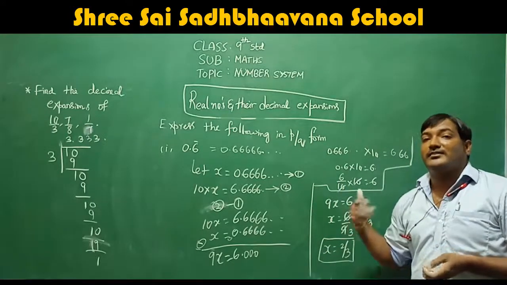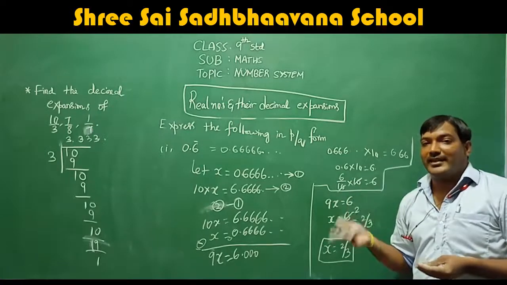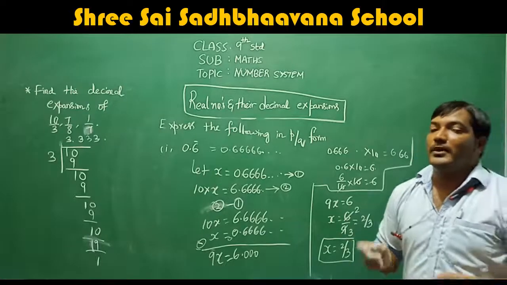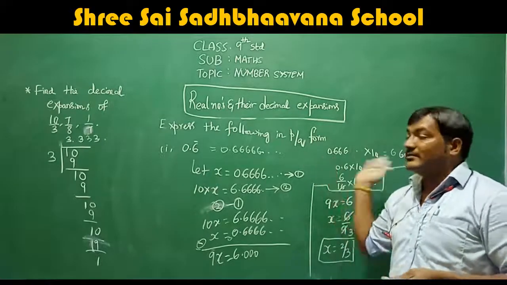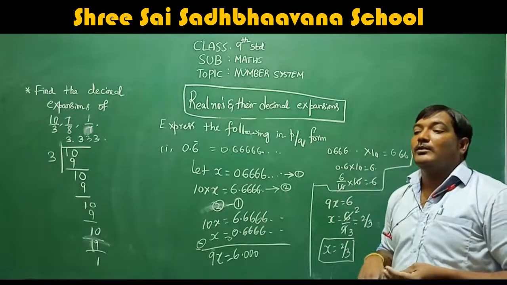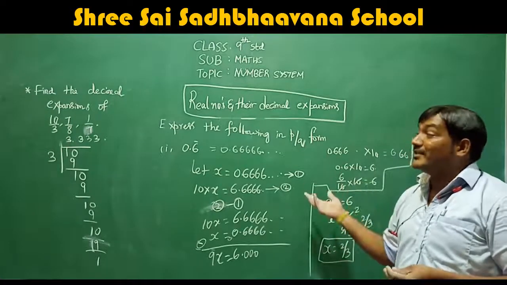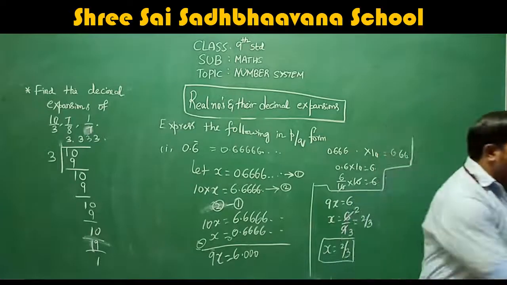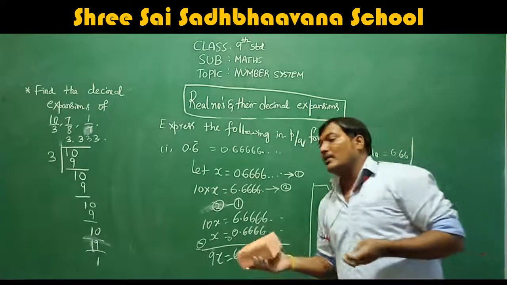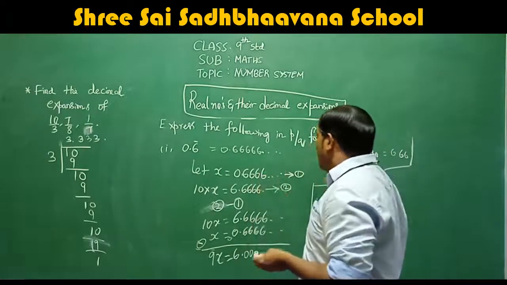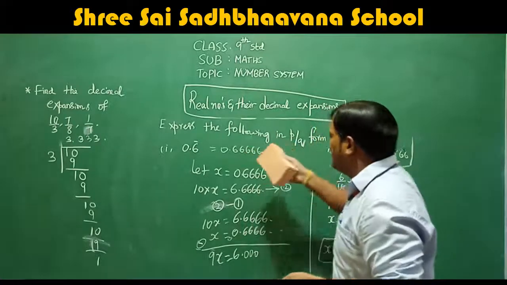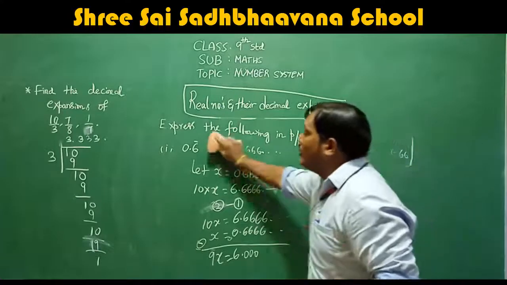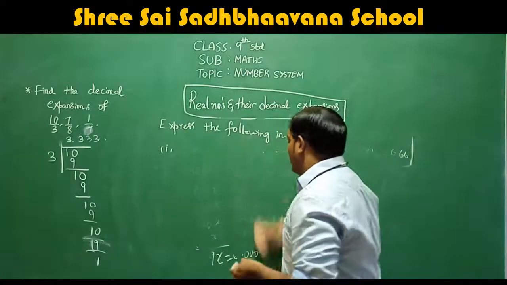You get 0.666. 20, then 6 threes are 18, 20 minus 18 is 2. Again you take the decimal point, and because of the decimal point you can add 0, and you get 0.6666 dot dot. So we proved that, or we expressed 0.6 in the form of p by q. Okay. Let me take one more example, one more sum of a different type. The sum is different, that's all.